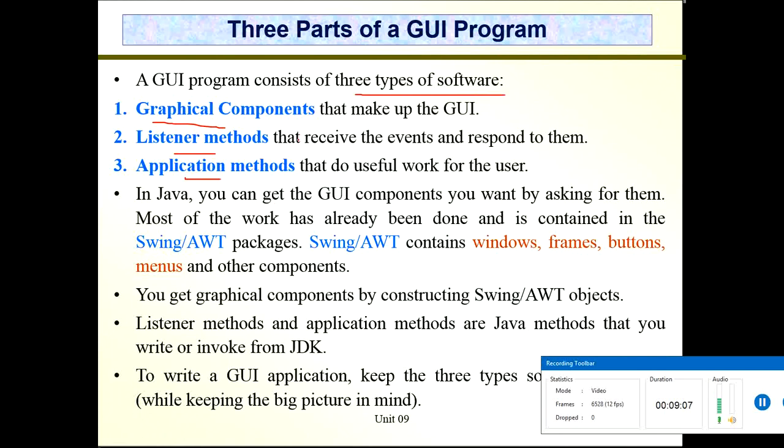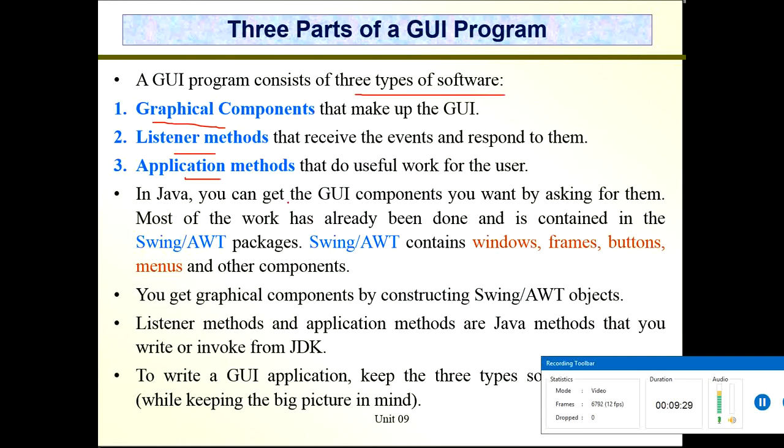So it makes up your user interface. Listener methods receive the events and respond to them. For example, a button can receive the event and respond to it. A label cannot receive any event. A label is just static text. Application methods do useful work for the user. So when an event is generated, some method will be called, and they do some work for the user.